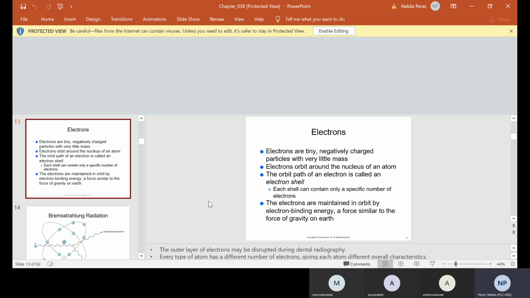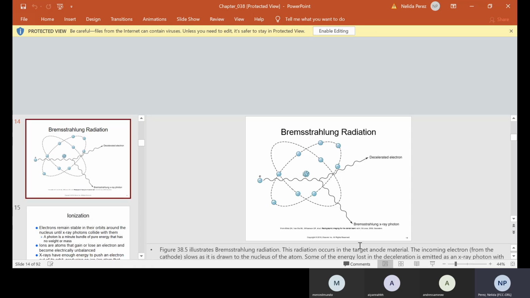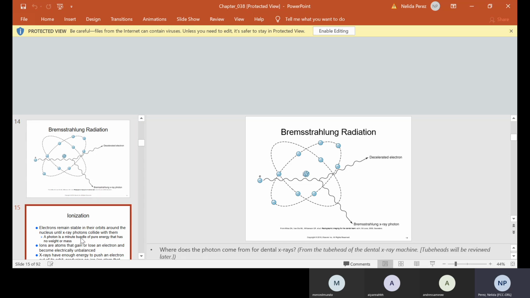The orbit path of an electron is called an electron shell, and each shell can contain only a specific number of electrons. The electrons are maintained in orbit by electron binding energy, a force similar to the force of gravity on Earth. And here's another picture. Again, you will find this in your Kindle.